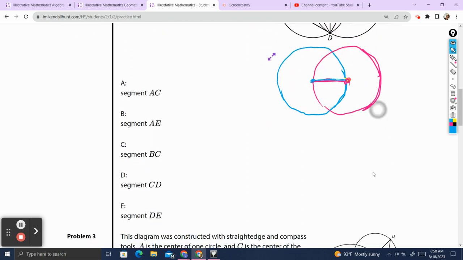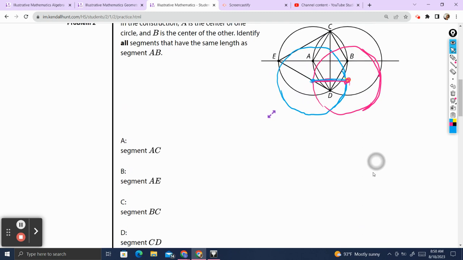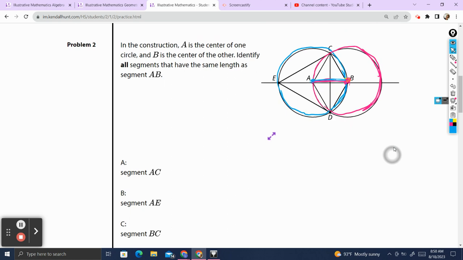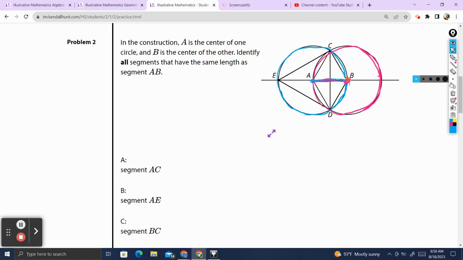So we need to figure out all of the segments. Let's get started. AB we've already highlighted, so I'm going to undo what I just did with the pink, I apologize, and I am only looking at circle A. With circle A, I see this radius, and I'm going to go thicker so you can ignore all the extra lines. And that's my circle A. I know any line segment that has the same radius is going to be congruent to AB.